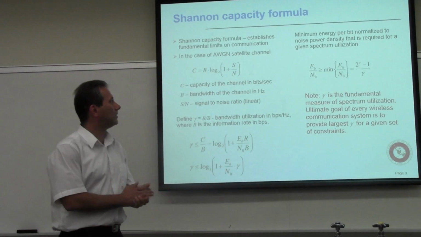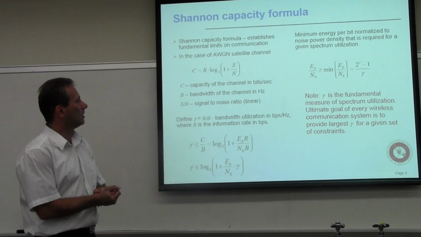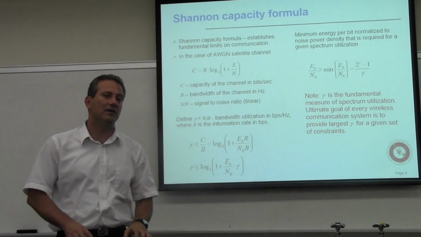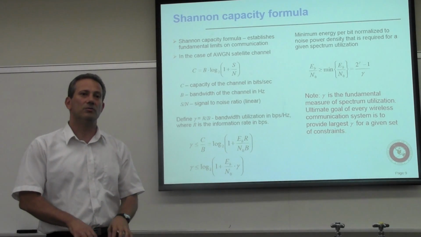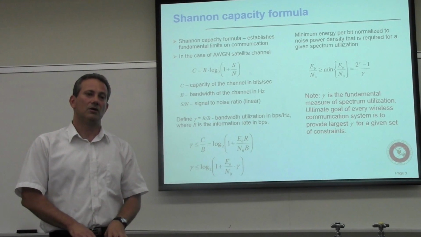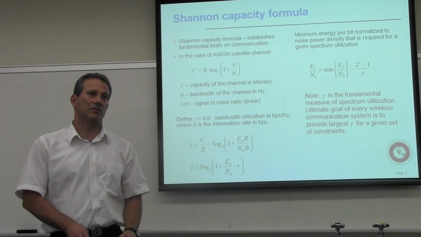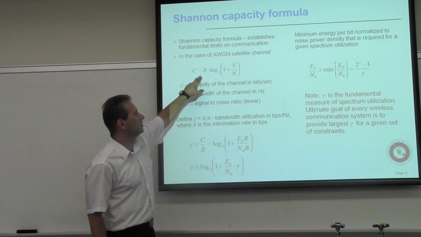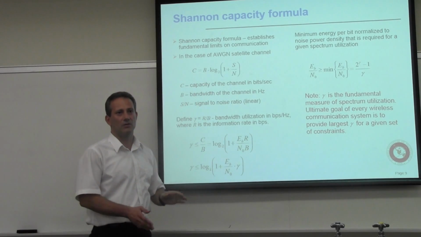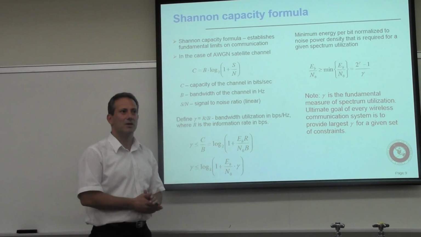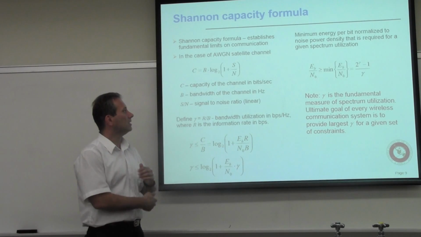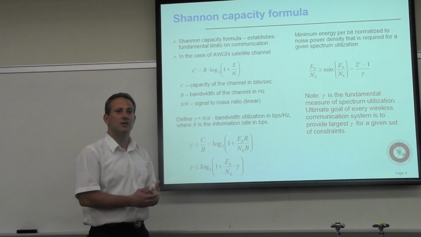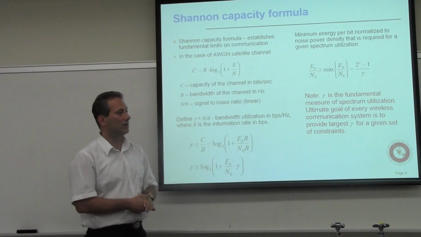So what's the significance of this? Well, gamma is a fundamental measure of spectrum utilization. What we strive for in every communication system is to maximize gamma, right? Because your spectrum is a premium, and you usually have very little control over this B. B is what it is, right? You get this much of the bandwidth. What you're trying to do in your system design is to maximize R over B, to get the highest data rate possible for the allocated band.